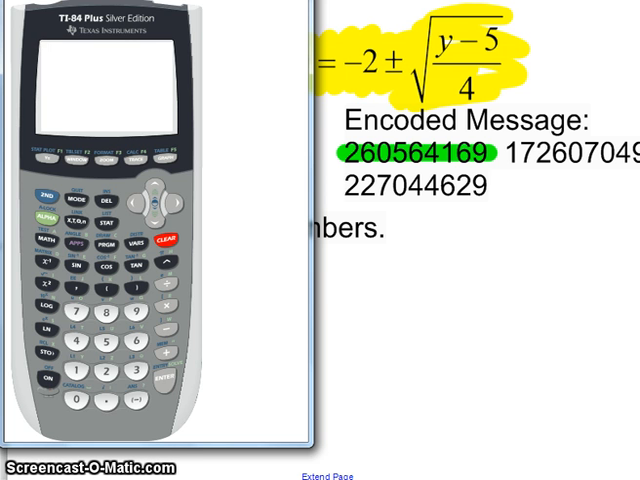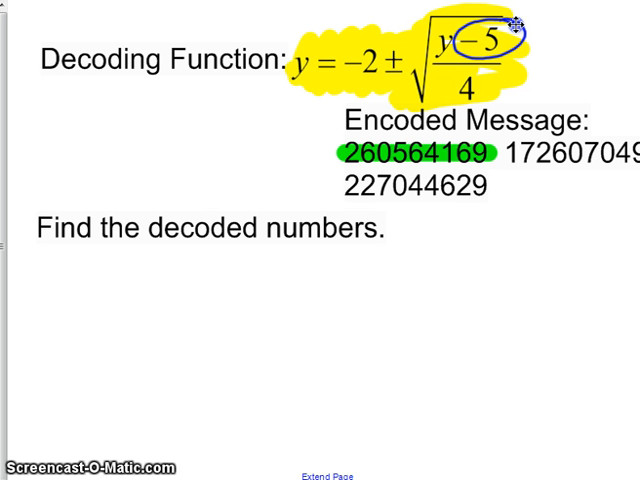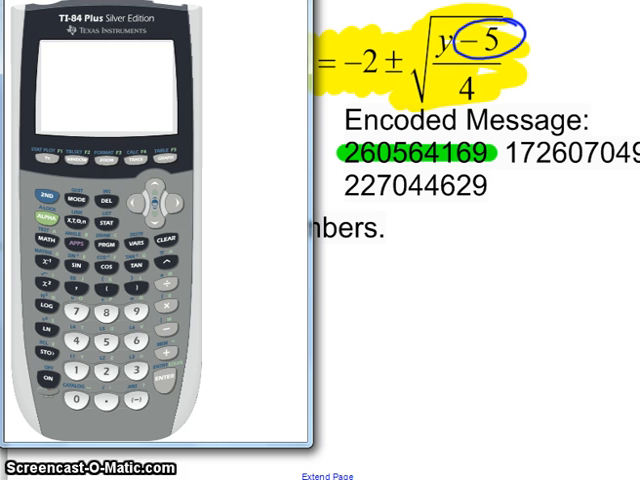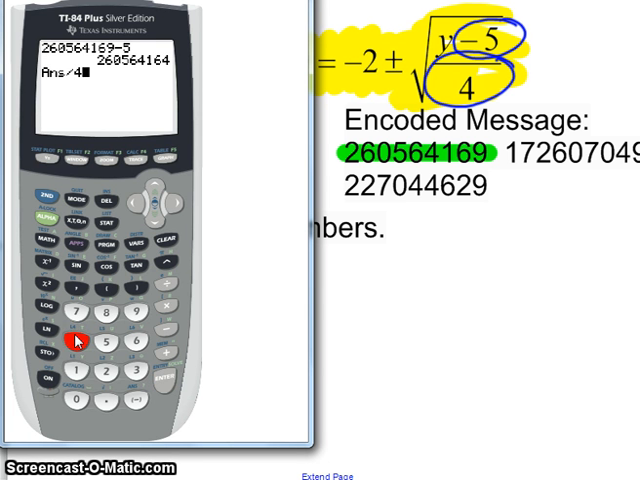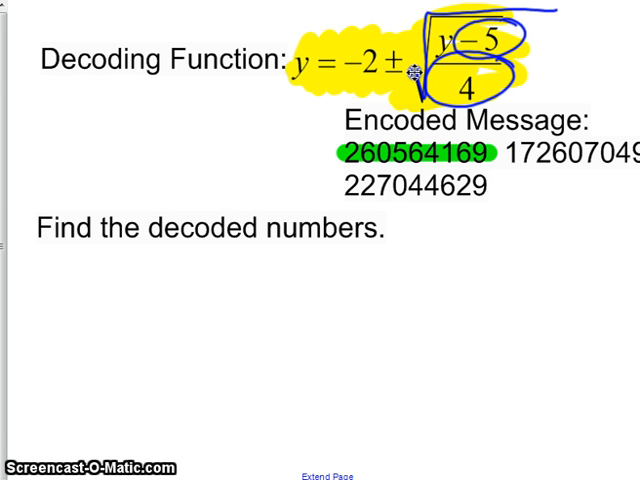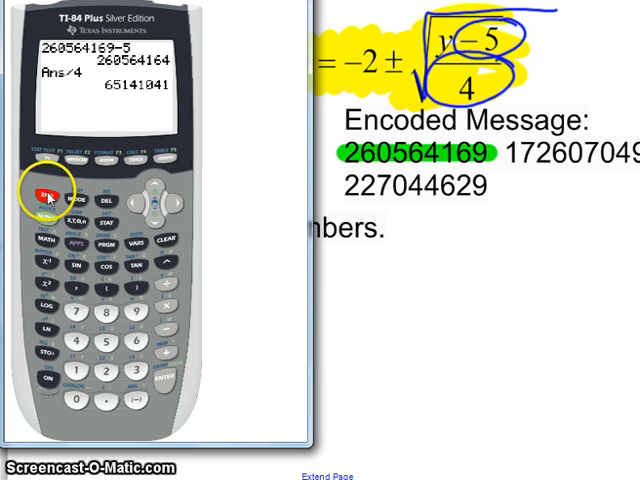So the first thing that's happening here is I'm going to subtract 5 from that number. All right, so I've got 2, 6, 0, 5, 6, 4, 1, 6, 9, subtract 5, enter. Okay? After I have that answer, I want to divide that by 4. Divided by 4. Okay. After I have that answer, I want to take the square root. Square root, okay, of my answer equals 8,071.